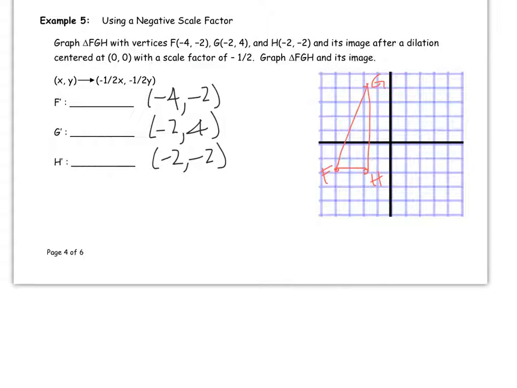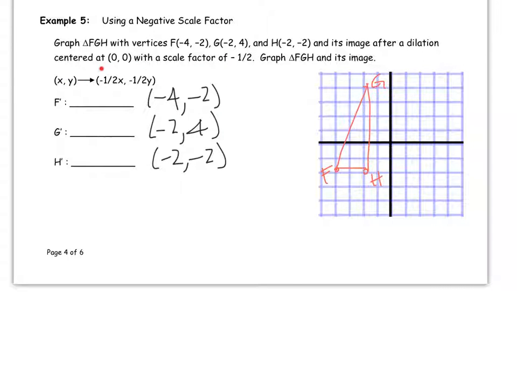All right, and this final example here is using a negative scale factor. So notice I went ahead and graphed the triangle FGH with these vertices, so make sure you do that. And we're also going to be graphing the image after we dilate it from the center at 0. I know you guys are excited when you see center at 0 because it's much easier. But this time our scale factor is a negative 1/2.